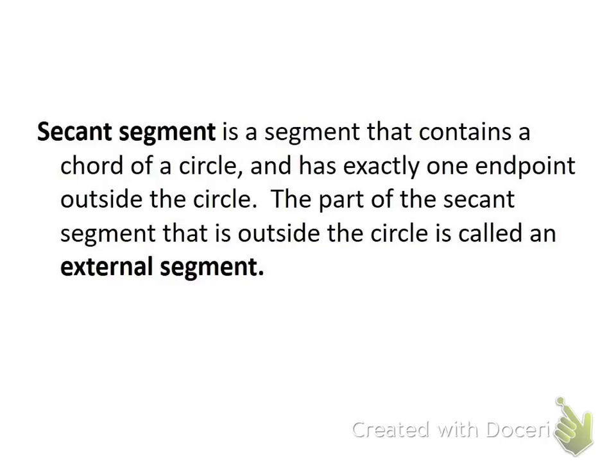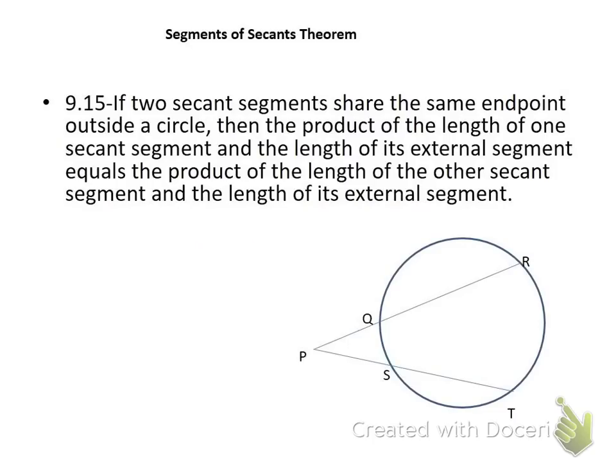Now we're going to take a look at segments and secants and when they intersect. Okay? And what happens then. So secant segment: a segment that contains a chord of a circle and has exactly one endpoint outside the circle. Right? So anytime we talk about a secant intersecting with something, then we're talking about intersecting outside the circle. The part of the secant segment that is outside the circle is called the external segment. Just makes sense. So some vocabulary there for you to remember. Make sure you remember that. Right? And that helps us get into the theorems and what the words are trying to say.